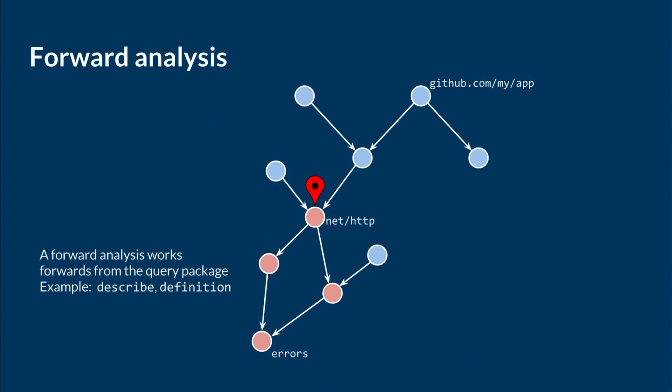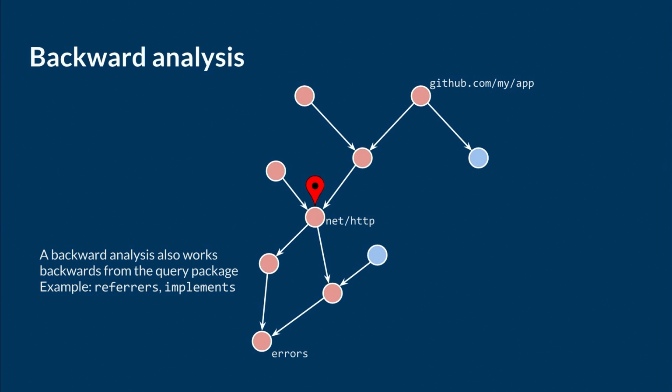For example, a query to say, what's the type of this thing, needs to load all of the dependencies. Or where's the location of the declaration of this name? It's a forward query. Some queries are backwards queries. That means that in addition, they need to look at all the packages that are above the query package. For example, when you say, what are all the references to this declaration, you need to potentially look through all of the workspace to find the answer. The implements query is another example.